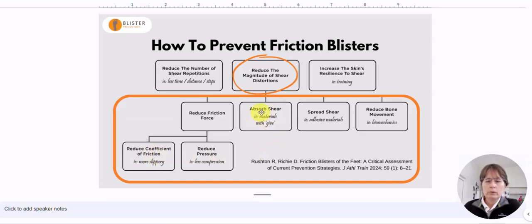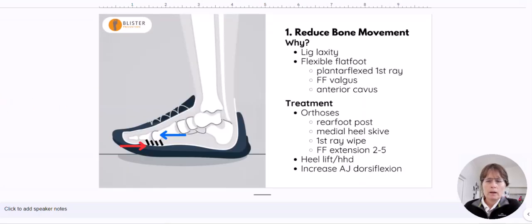We can use materials to absorb shear, and we can spread shear load. So firstly, bone movement. Why might the bones move too much? Or in what circumstances might we be able to have some impact on bone movement? Well, think about ligamentous laxity. So there's larger bony excursions. And think about flexible or compliant flat foot.